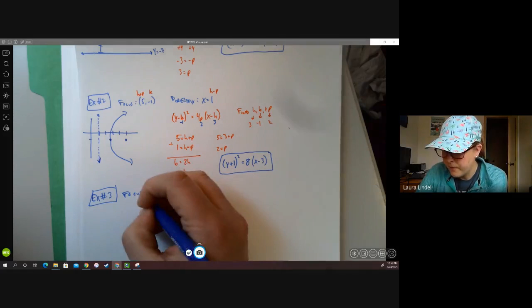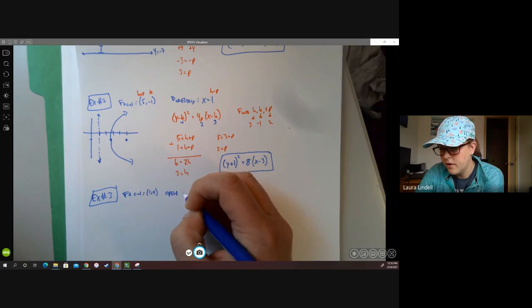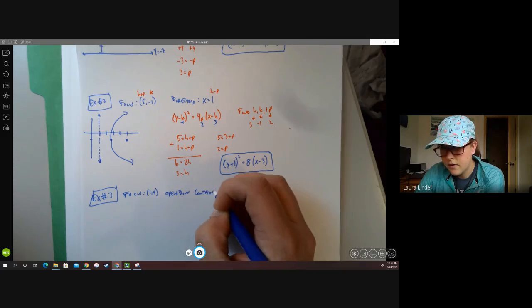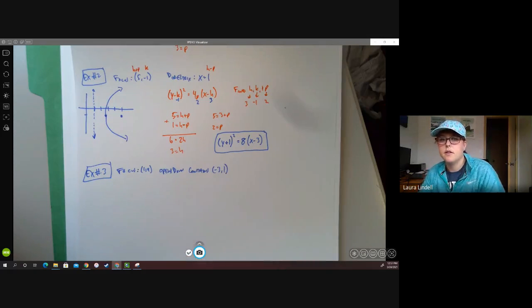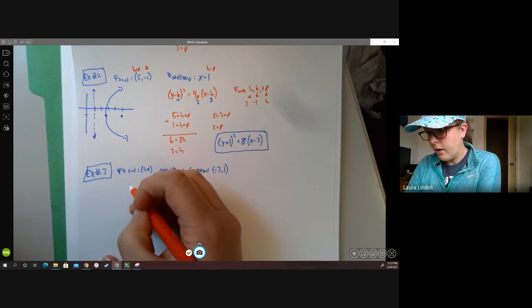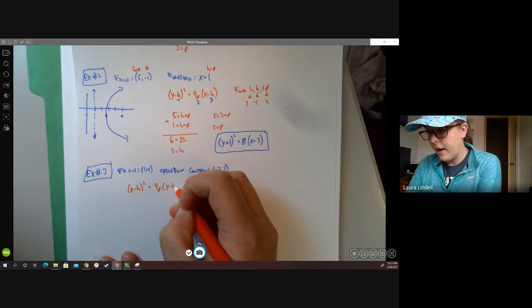The focus, sorry, is (1, 4). We're going to say opens down and contains (-3, 1). So for this one, the focus opens down, contains (-3, 1). The fact that it opens down tells us that we're working with x minus h squared equals 4p times y minus k.